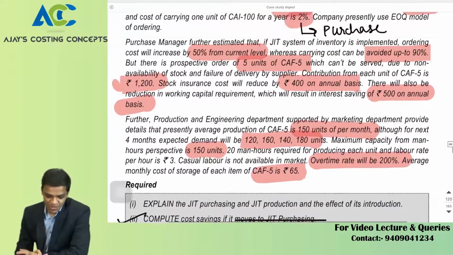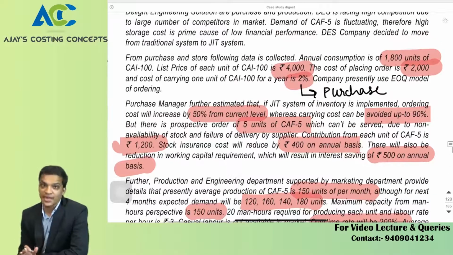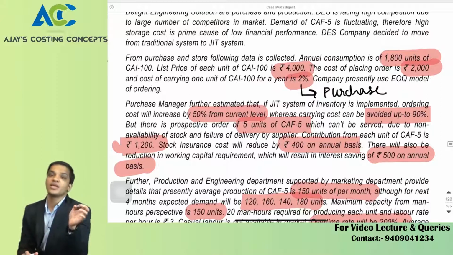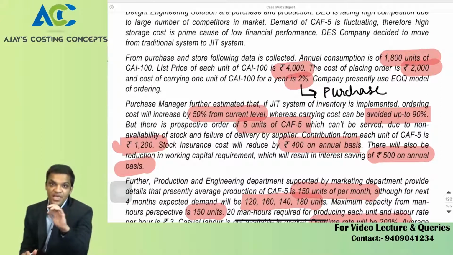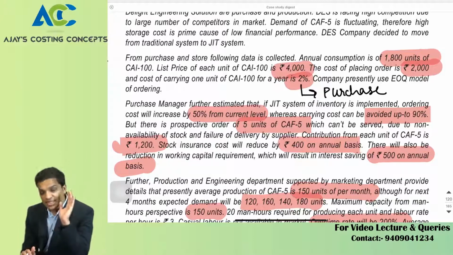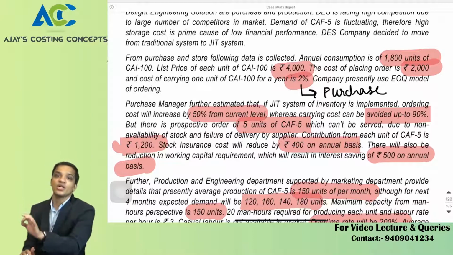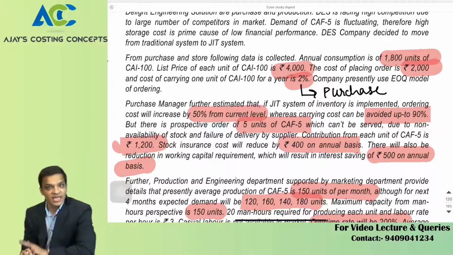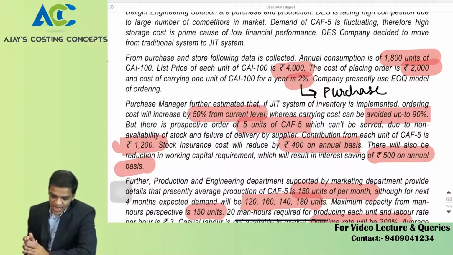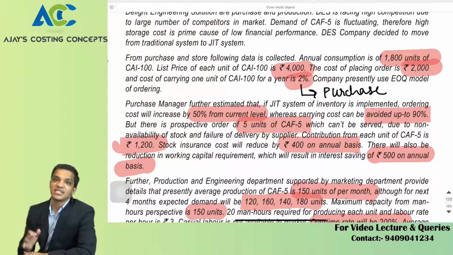First, let us focus on purchase. We already know that we are following the EOQ system right now. So first, we'll calculate the economic order quantity. Second, we calculate the total cost of economic order quantity, the concept from CA inter that you have done, right? Third, after finding that, we'll calculate the total cost of purchase if the just-in-time system is followed, and then we shall compare both of them.